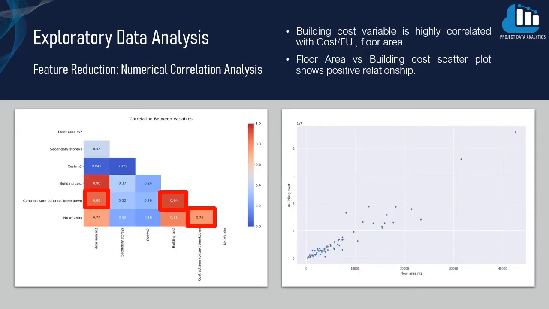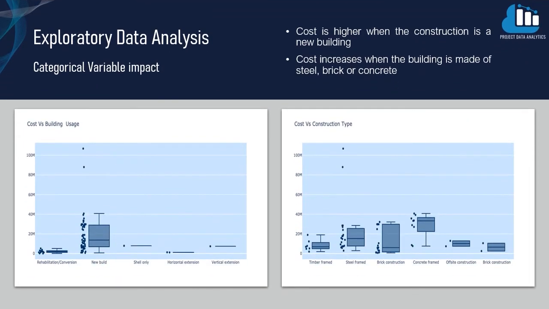Exploratory data analysis. In feature reduction, we employ correlation analysis for numerical variables. The graph shows that although floor area and building costs are correlated to the target variable, they are also positively correlated between them. Hence, building cost is excluded from the model analysis. Additionally, we looked at the impact of some categorical variables such as building usage as well as construction material. And as you can see from the box plot below, they have a positive impact on cost and should be taken into account when doing the model.